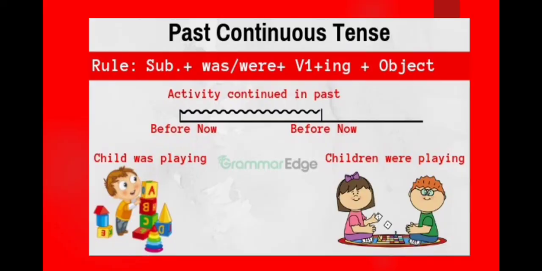Now, the rule of past continuous tense is subject plus was/were plus verb first form plus ing plus object. See the example. Child was playing. So here subject is singular. So we have used was. Let's see the second example. Children were playing. So here subject is plural. So we have used were.